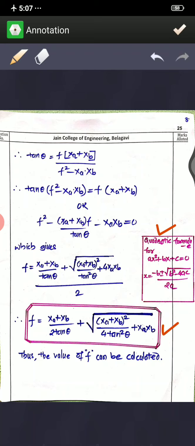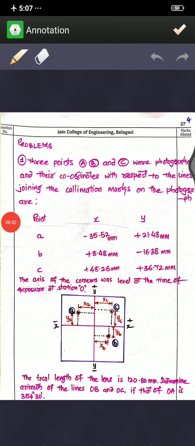Now this is the formula that you are going to use to determine the focal length f. Thus the value of f can be calculated. Now by using all three derivations, derivations 1 and 2 from the previous video, and derivation 3 that we have seen in this video, we are going to solve a few problems.